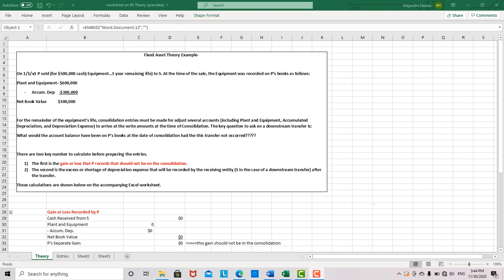So we're going to have to make certain adjustments for both inventory and fixed assets when they're sold on a downstream transfer from the parent to the sub, or an upstream transfer from the sub to the parent. The other thing is that I want you to be able to handle these things in both the equity method and consolidation, and they're both basically the same.